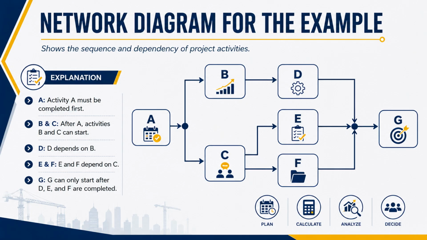Finally, activity G can only start after D, E, and F are all completed. This diagram helps us see the logical flow of the project. It shows which activities come first, which activities can run at the same time, and which activities must wait.